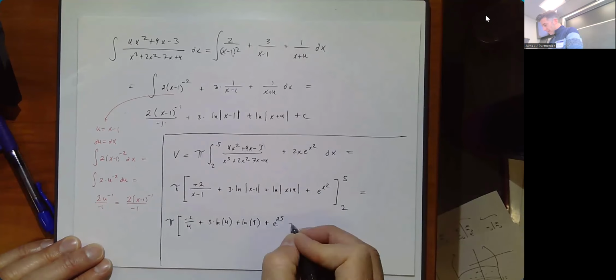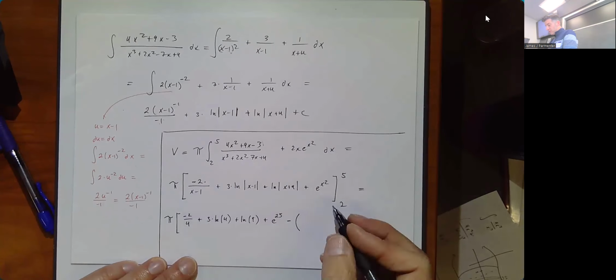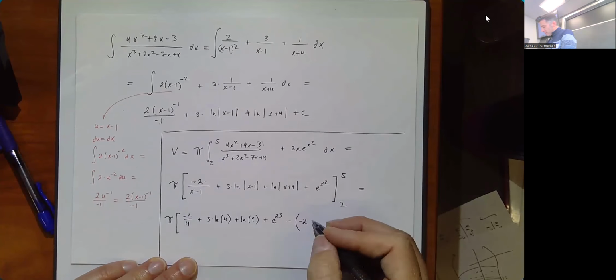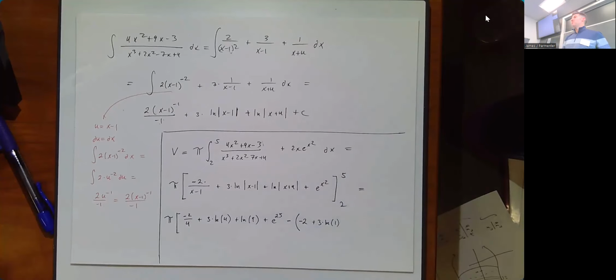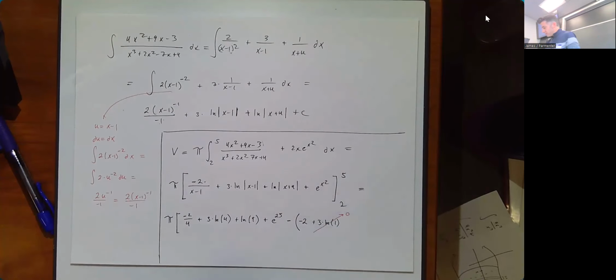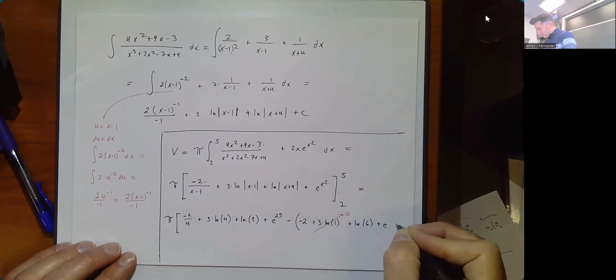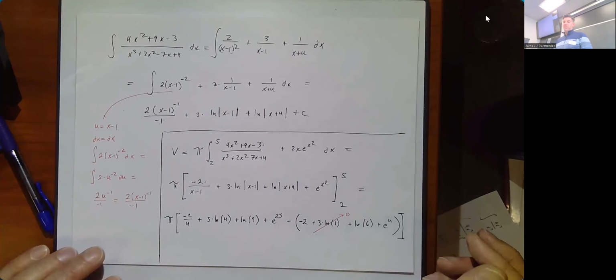All of that minus, now I plug in 2. I get negative 2 over 2 minus 1, which is just negative 2. Plus 3 times the natural log of 2 minus 1 is 1. And then whenever you do an integral like this, you should say the natural log of 1 is 0, right? That's a pretty standard thing to do. And then plus the natural log of 6 plus e to the 2 squared, which is e to the 4. And honestly, at this point, if I was doing this homework problem, I'd probably be done.